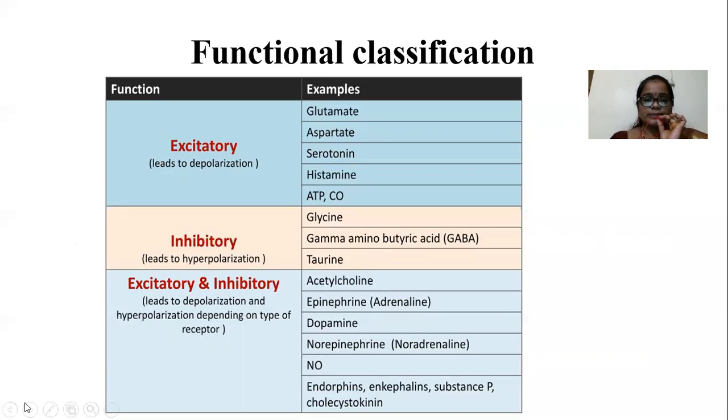Hyperpolarization. Examples are glycine, GABA (gamma-aminobutyric acid), and taurine. The next one is the excitatory and inhibitory neurotransmitter, the third category. It may lead to depolarization or hyperpolarization depending upon the type of receptor binding. So this kind of neurotransmitter may lead to what? Depolarization or repolarization, depending upon the type of receptor binding.